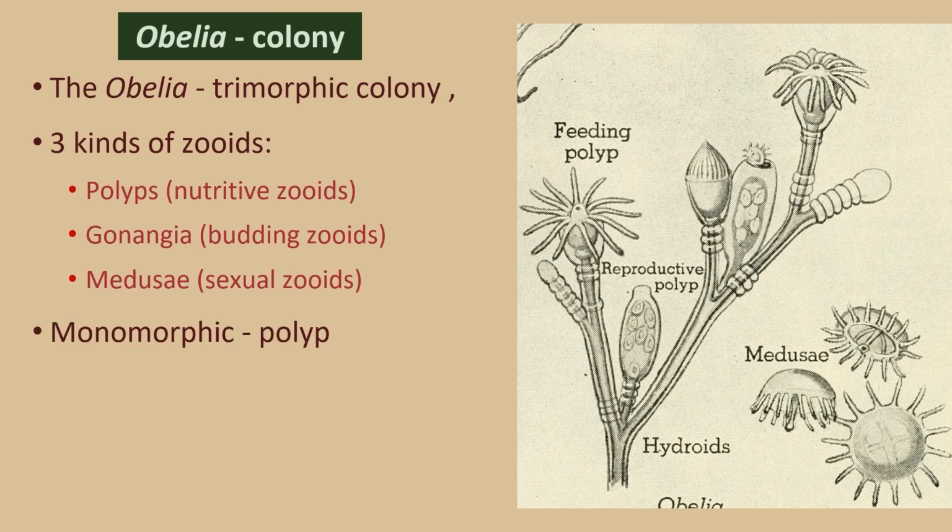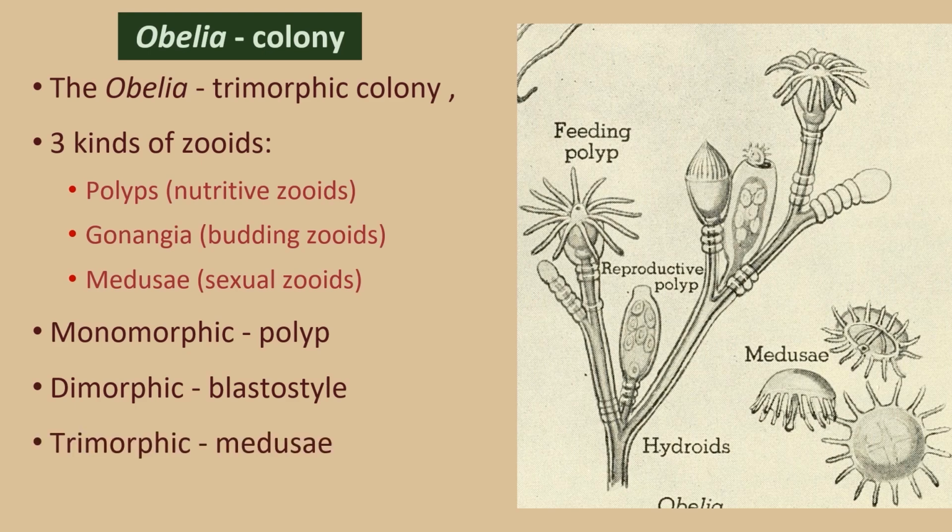The colony is monomorphic when it has only the polyp stage. It is called dimorphic when it has both polyp and blastostyle. As a whole, Obelia colony is a trimorphic colony when it has polyp, blastostyle, and medusae.